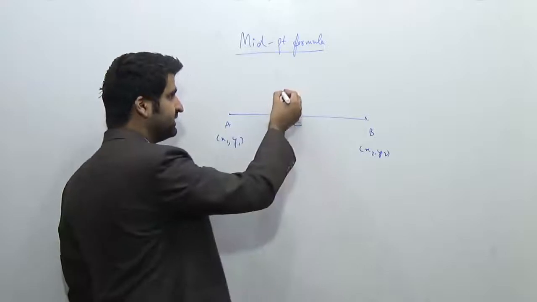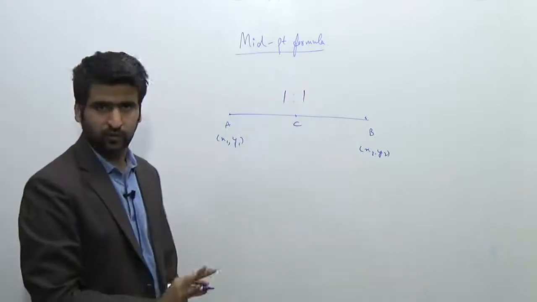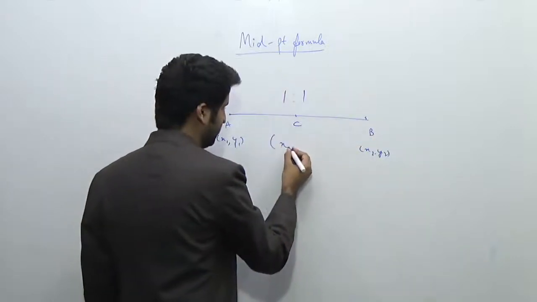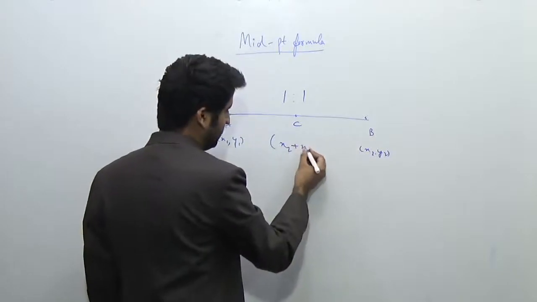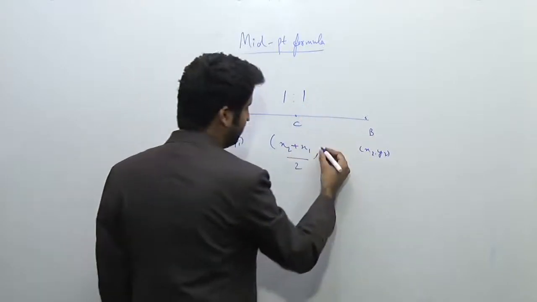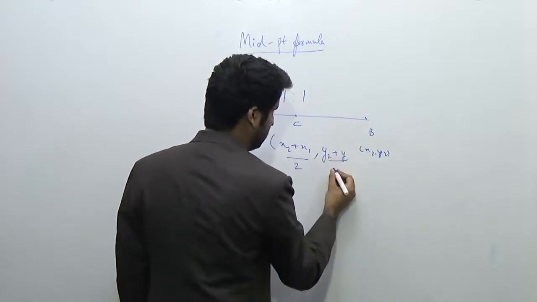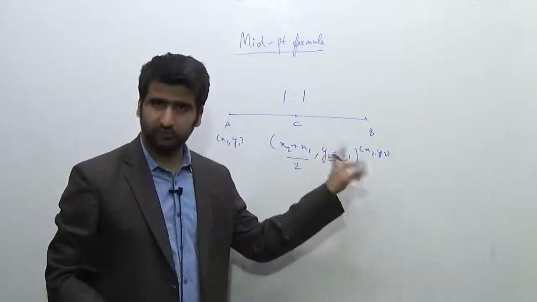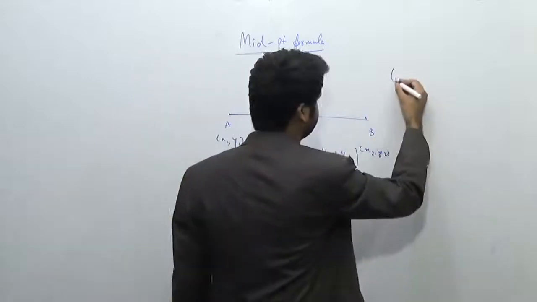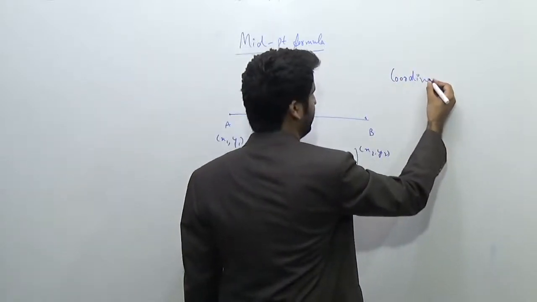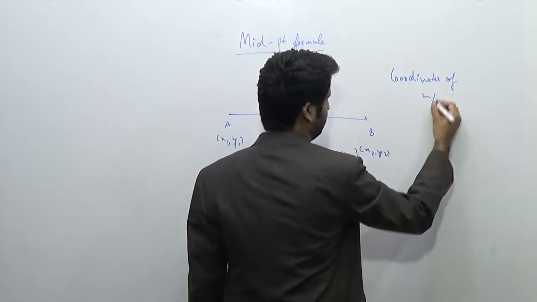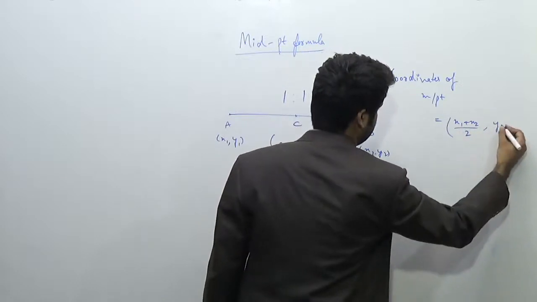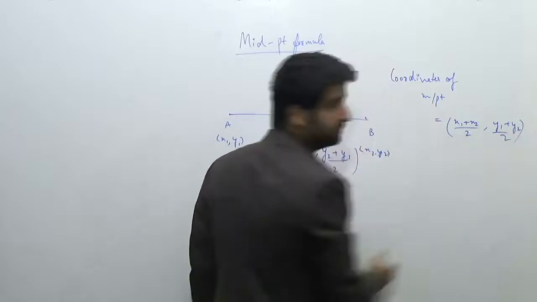So we can simply say that this ratio will become 1:1. So we have to find the coordinates. This will be equal to 1 times x2 plus 1 times x1 divided by 1 plus 1, that is 2. Similarly, y2 plus y1 upon 2. So the coordinates of the midpoint will be x1 plus x2 by 2 and y1 plus y2 by 2. So the coordinates of midpoint are equal to x1 plus x2 upon 2 comma y1 plus y2 upon 2.